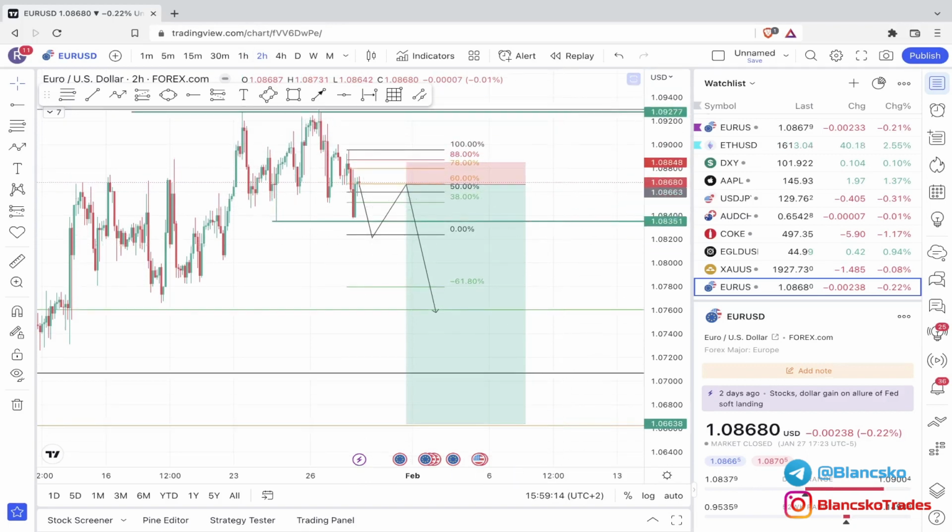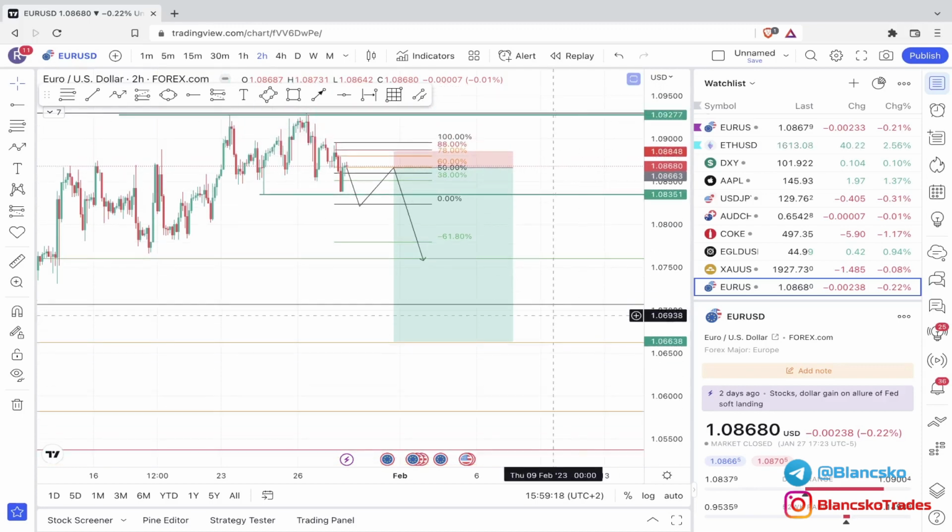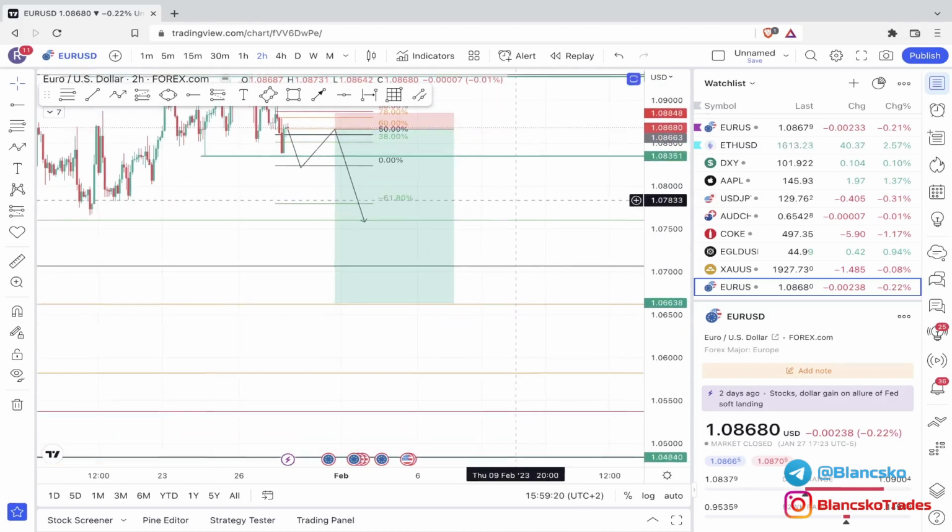All right, so this is my view for the euro dollar pair. This is my top down analysis for now.